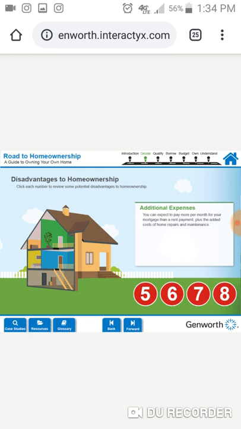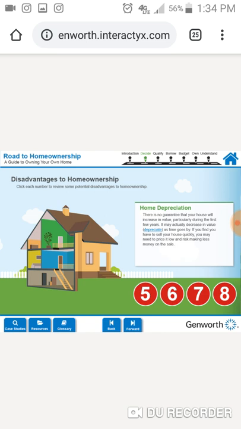Now, let's talk about the disadvantages to home ownership. Number one, additional expenses. You can expect to pay more per month for your mortgage than a rent payment, plus the added cost of home repairs and maintenance. Number two disadvantage, home depreciation. There is no guarantee that your house will increase in value, particularly during the first few years. It may actually decrease in value, depreciate as time goes by.